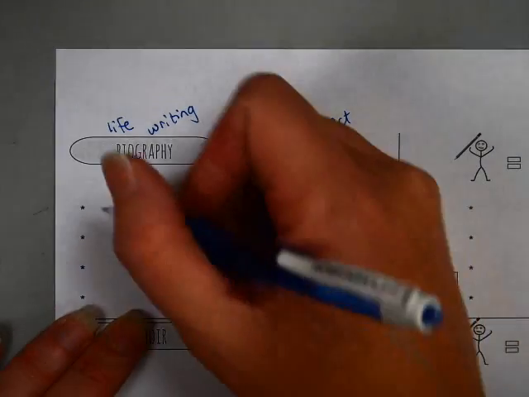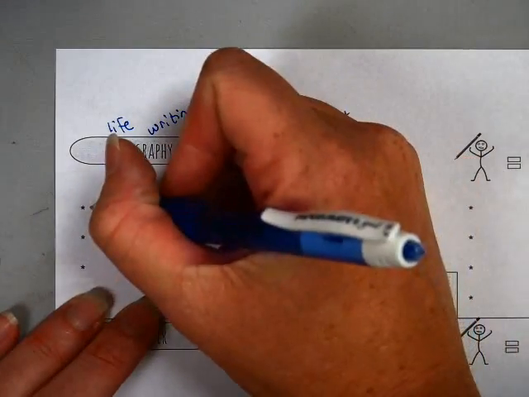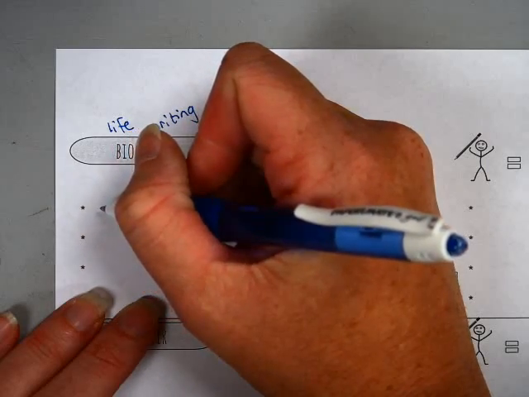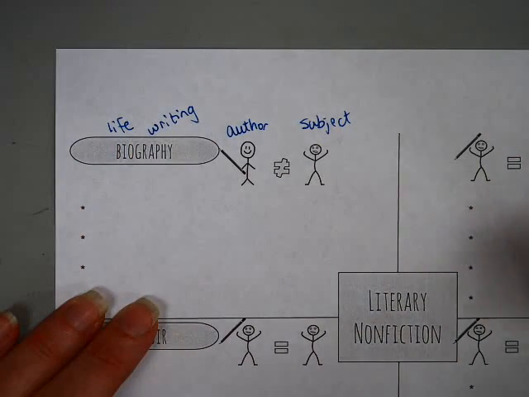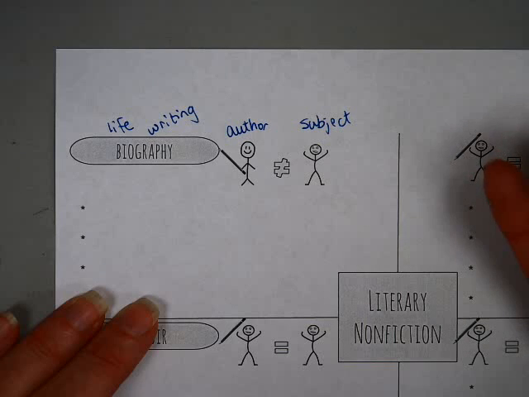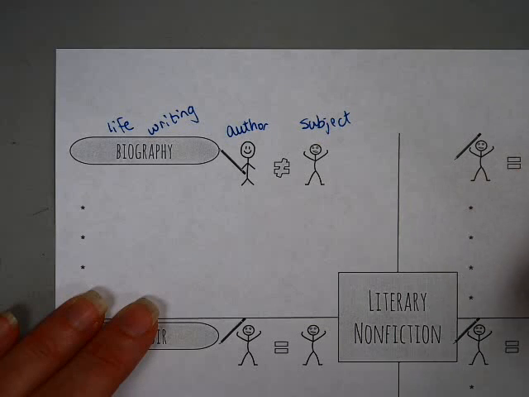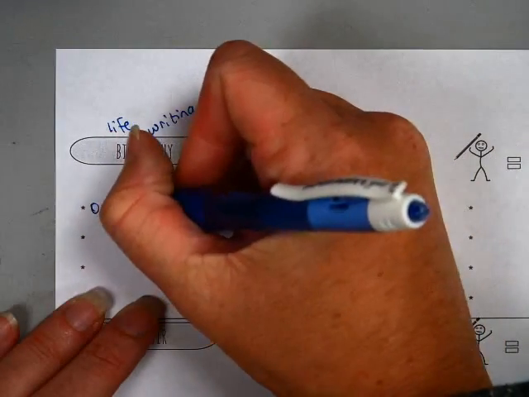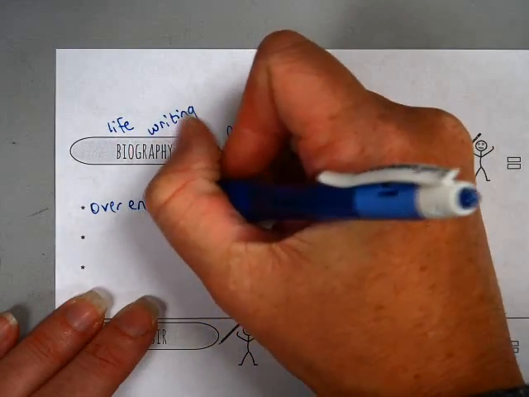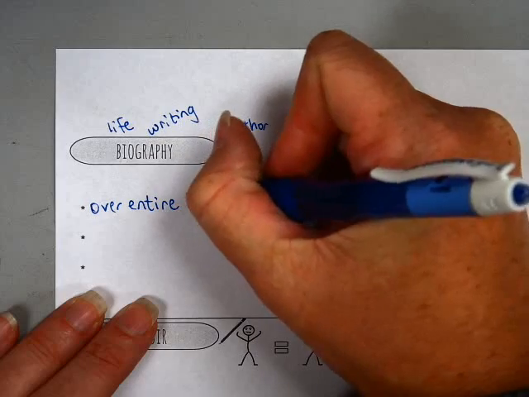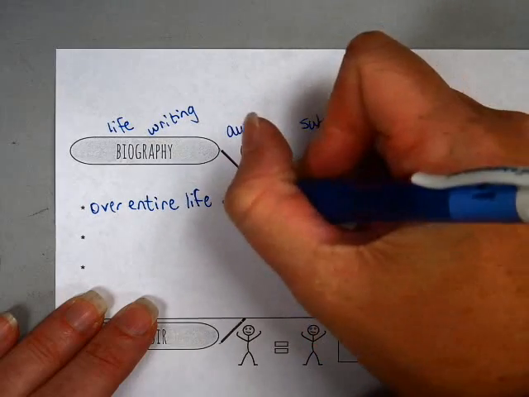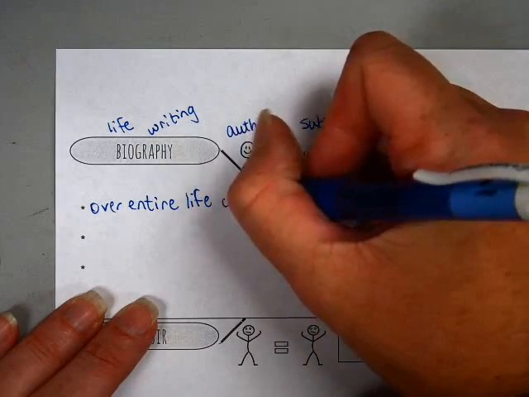It usually is about their entire life, and it usually is somebody who is famous for something. So they're well known for some reason. Maybe they invented something, they were the president, a pop star, not just some plain average ordinary person though. So it is over that person's entire life. And again, it's somebody who's famous for some reason.